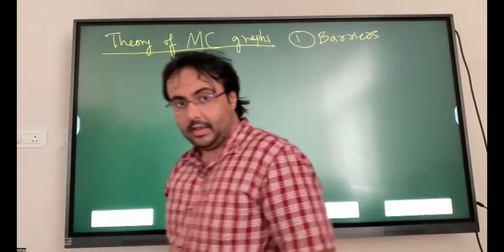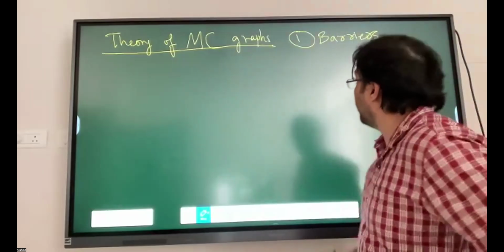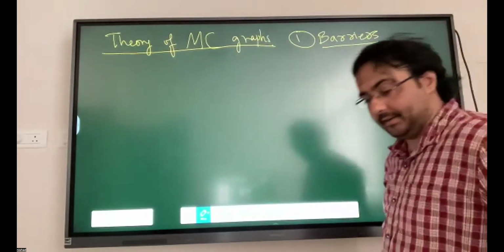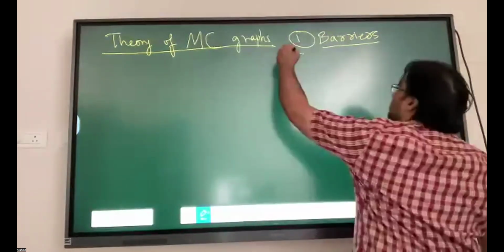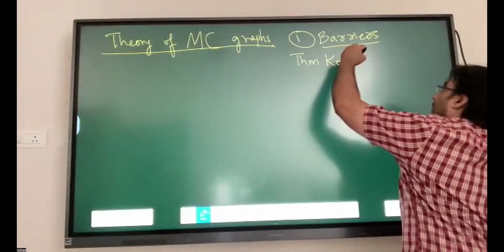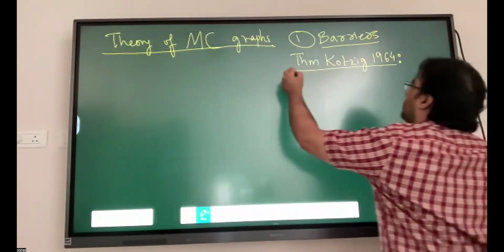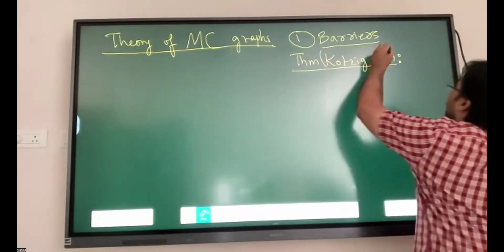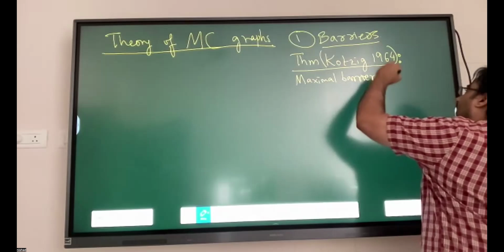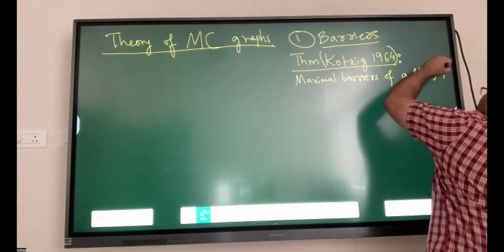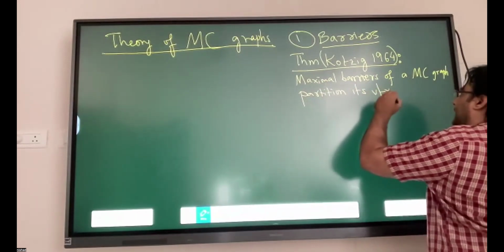Barriers are really important in the study of perfect matchings, as I hope I've convinced you in the last few minutes. Okay. So, are there some cool properties of barriers? Let me tell you a very cool property. Here is a theorem proved by Kotzig. I think it is 1964, if I'm not mistaken. The maximal barriers of a matching covered graph partition its vertex set.